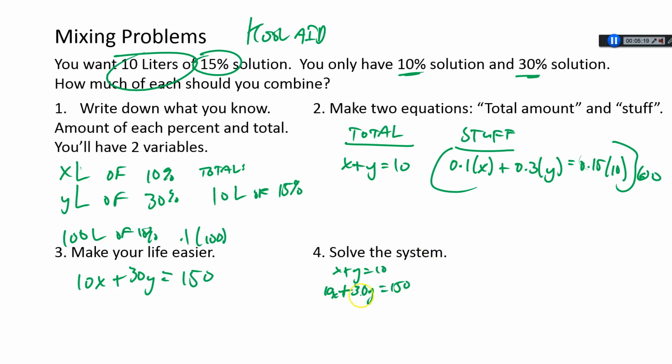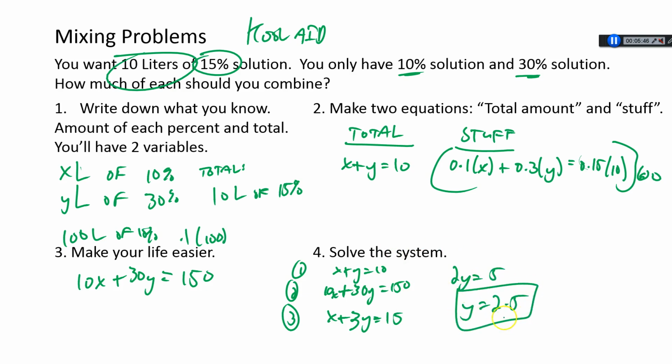Now you could get rid of some of these zeros if you wanted to. In fact, let's do that. If we divide both sides here by 10, we have x plus 3y equals 15. And now let's call this equation 1, this equation 2, and this equation 3. If we subtract equation 1 from equation 3, the x's will cancel. We'll have 3y minus y is 2y. 2y equals, looks like it's 5. So it looks like y is 2.5.